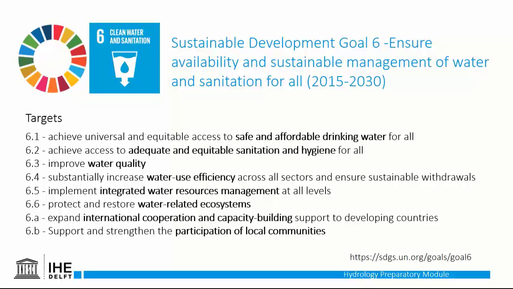6.5 is a target to implement integrated water resources management at all levels, and 6.6 is focused on protecting and restoring water-related ecosystems. Targets 6A and 6B are special in that they're means of implementation targets focused on international cooperation, capacity building, and participation of local communities. In other words, they're targets to assist in achieving the 6 outcome-based targets above. To learn more about SDG 6, follow the link on the screen.